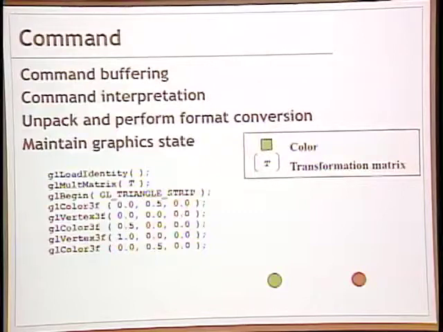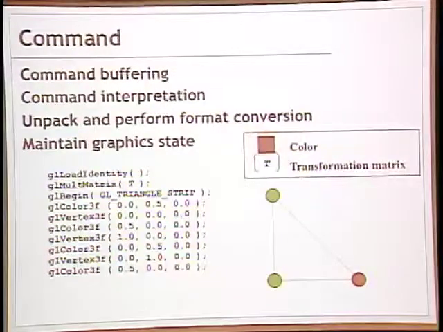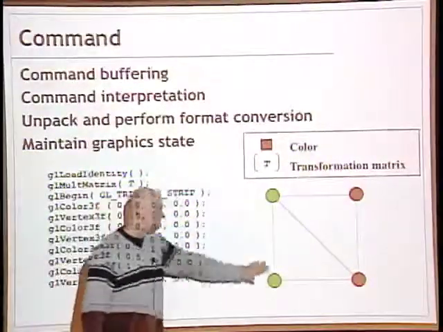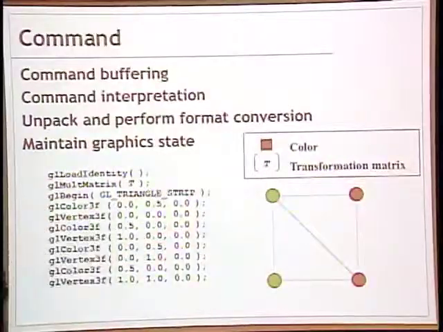Change the color again to green, specify another vertex. Now I've got 3 vertices, and that makes a triangle. Specify a color again, specify a 4th vertex, and that makes another triangle. Every additional point I make is going to make a new triangle and so on. Any questions about what goes on here? So this is all done in the command stream. It's keeping track of this, and it's going to sequence these all the way down the rest.